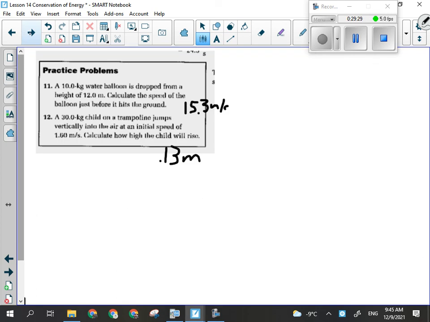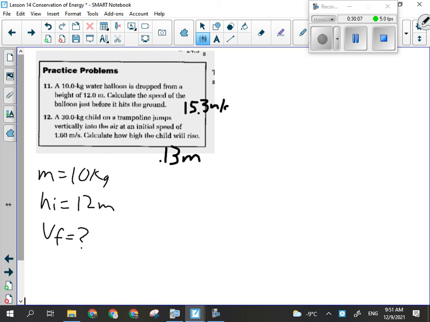All right, number 11 works pretty much the same as that. So try number 11, see how you do. All right, so from the context of the question here, we know we have a 10 kilogram water balloon. Okay, and it's dropped from a height of 12 meters. So that would be my initial height, because that's where it starts from. Okay? And we want to calculate the speed just before it hits the ground. Well, that would be the final. Okay? So those are the two things I'm given and the third thing I'm looking for.